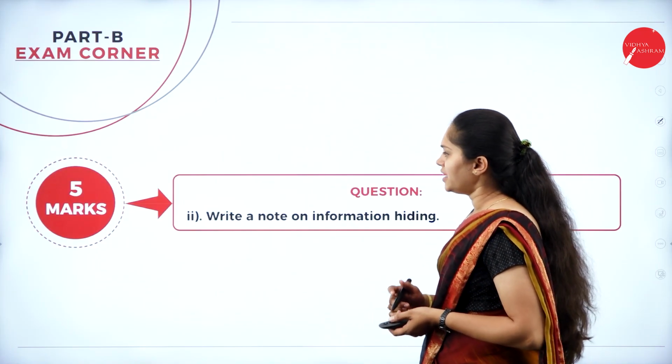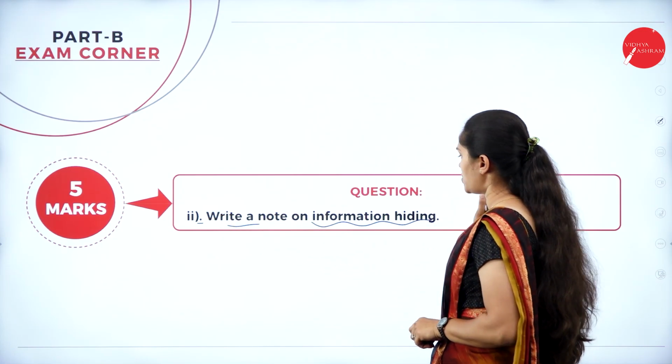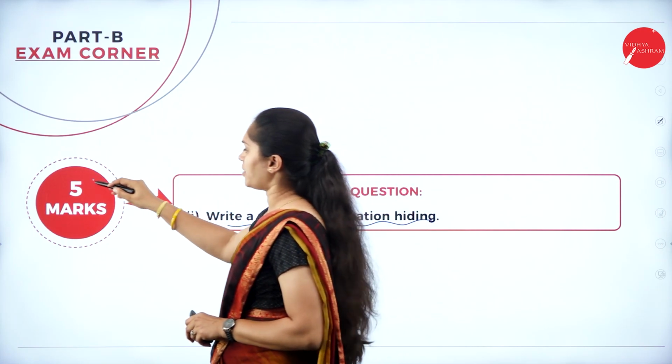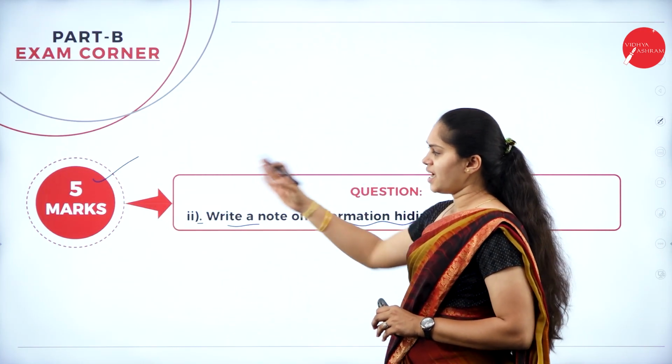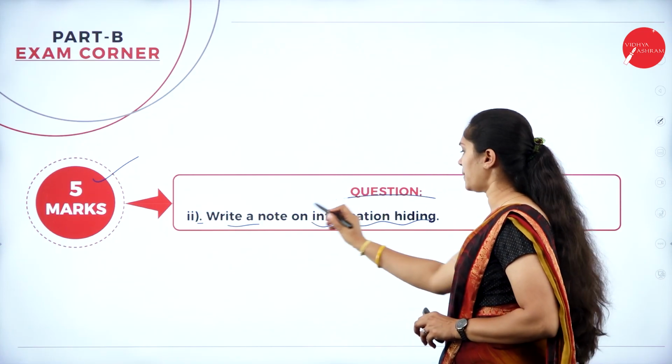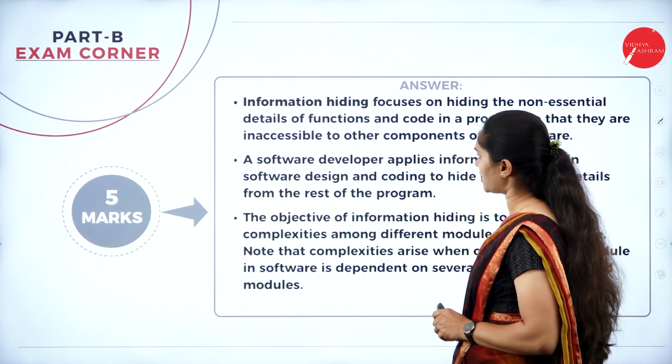We'll move to the next sub-question, that is, write a note on information hiding. This is for 5 marks. So top-down and bottom-up programming was for 10 marks and this information hiding topic is for 5 marks. Now we'll see what content you are supposed to write.